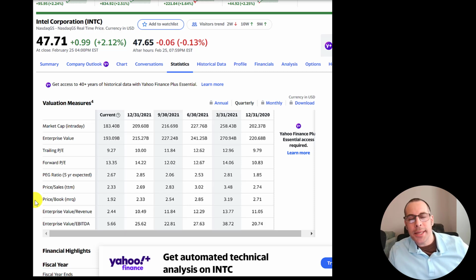Book value is assets minus liabilities on a balance sheet, or equity. Enterprise value over revenue. Enterprise value over EBITDA.